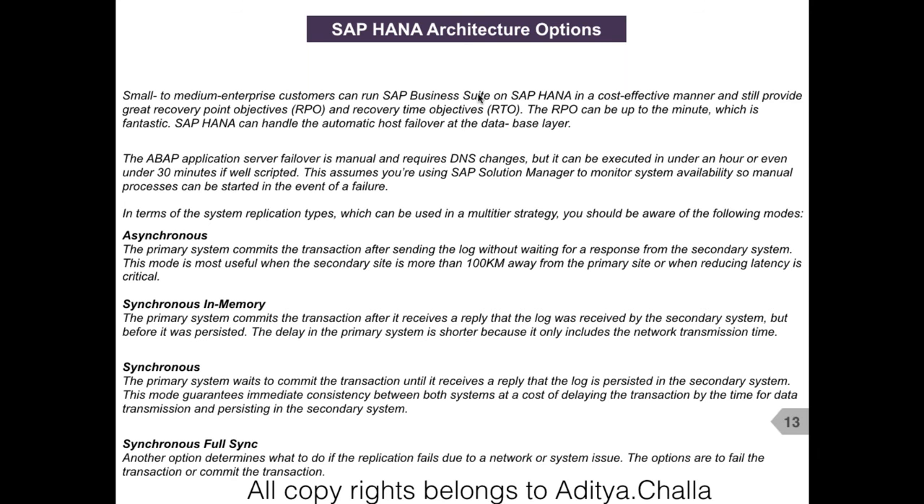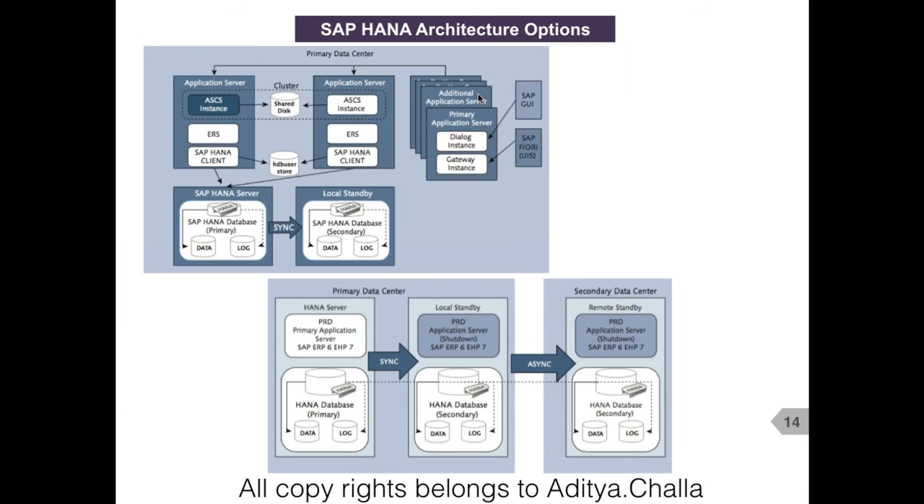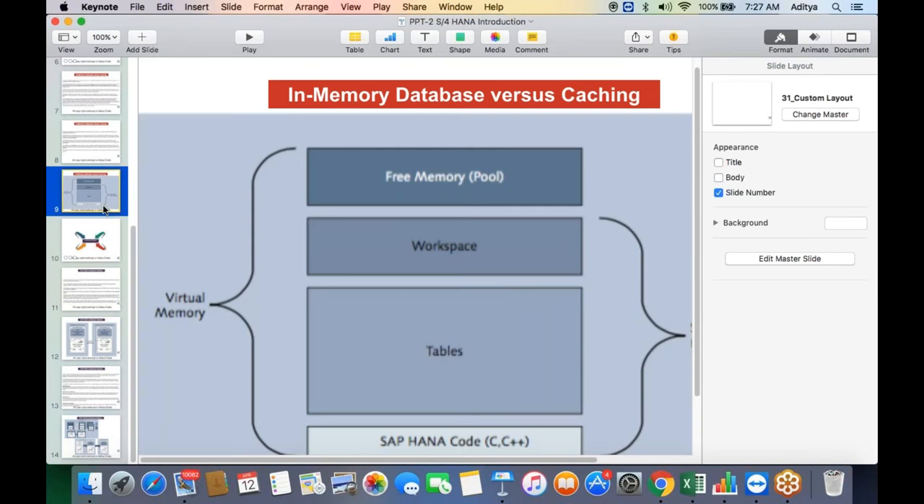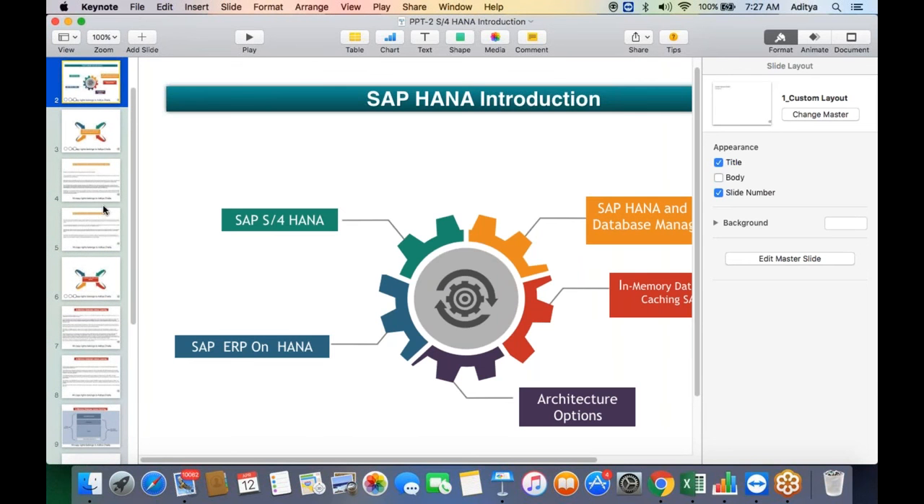So, synchronous full version. Another option determines what to do on replication failure due to network or system issues. These options are to fail the transaction and to commit the transaction. That means there are four methods by which the data will be recovered and also updated into the secondary data structure. So like this we have a few features which are part of this introduction to HANA. That means number one, we understand the functionality of what is ERP on HANA, and number two, we understand the difference between HANA and S/4HANA.